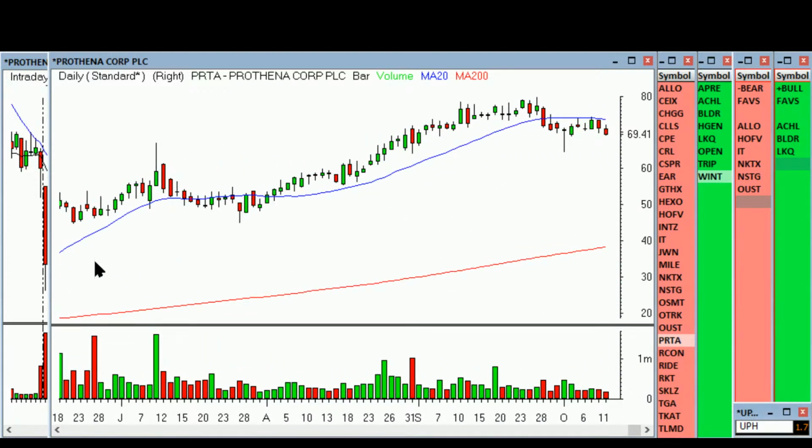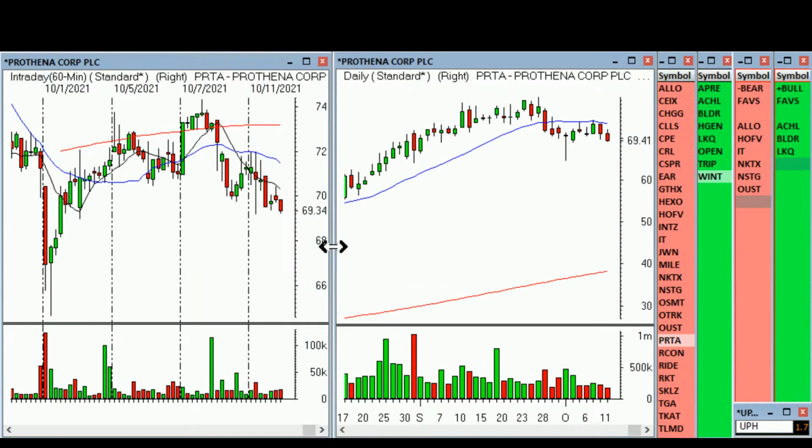Okay, and now I think it topped out. I think, not that I want to revenge trade it, but I think it topped out. I think it looks lower, starting to roll over on the daily chart. Short right here, stop up there.